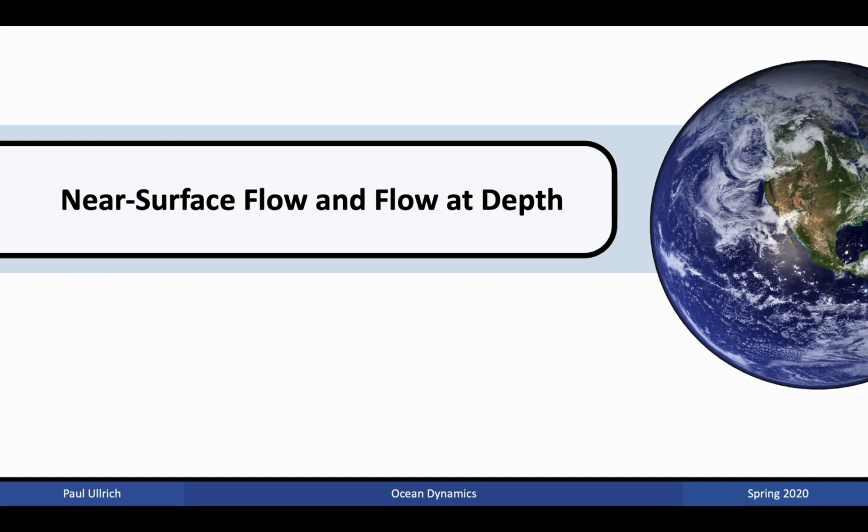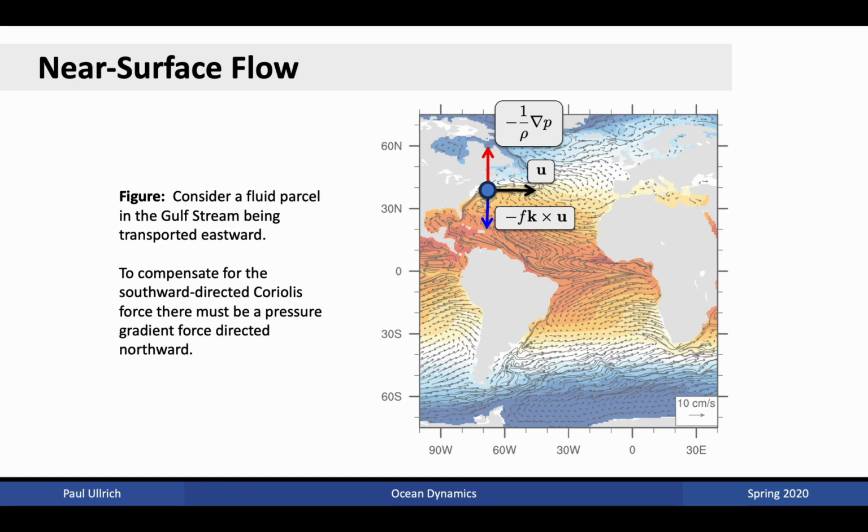Okay, let's talk about two different flow regimes within the ocean, both near-surface flow and flow at depth. Consider a fluid parcel in the Gulf Stream that's being transported approximately eastward. In order to compensate for the southward directed Coriolis force that the fluid parcel is experiencing, there must be a pressure gradient force that is directed northwards, opposing that Coriolis force. So where does this pressure gradient force come from?